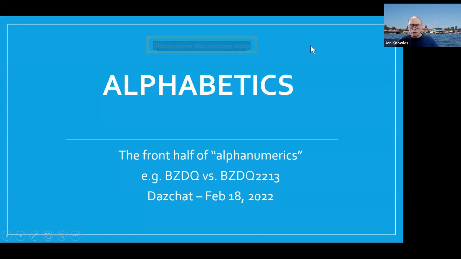Okay, so this is going to be on alphabetics, which is the front half of alphanumerics, the letters and words and phrases that you can get, but that we have trouble getting in remote viewing. Of course, alphanumerics includes the numbers too. So this is going to be kind of like a smorgasbord or an open house because there are going to be lots of people who are going to be mentioned and some taking part. So I'm going to begin the slideshow now.